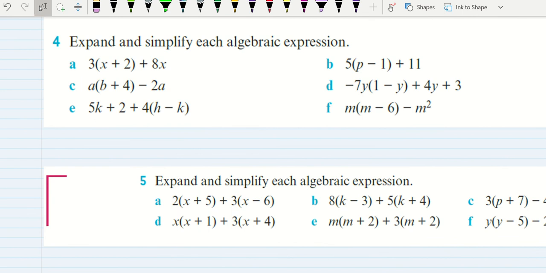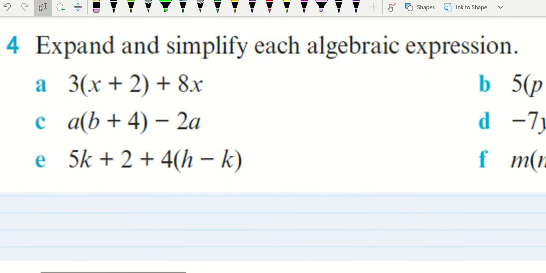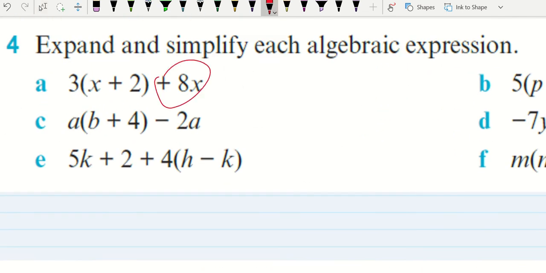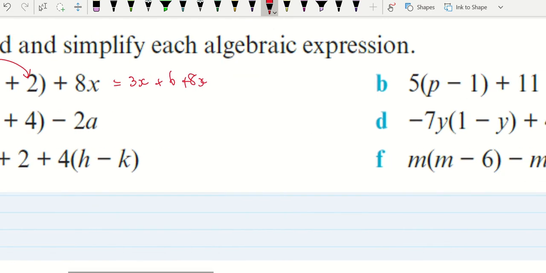Now, this is just the previous example, but we've just been putting an extra term in here just to help you to collect like terms and simplify. So it's 3 times x plus 3 times 2 plus 8x. So it's 3 times x plus 3 times 2 is 6 plus 8x. Now we just collect like terms and simplify. 3x plus 8x is 11x plus 6.